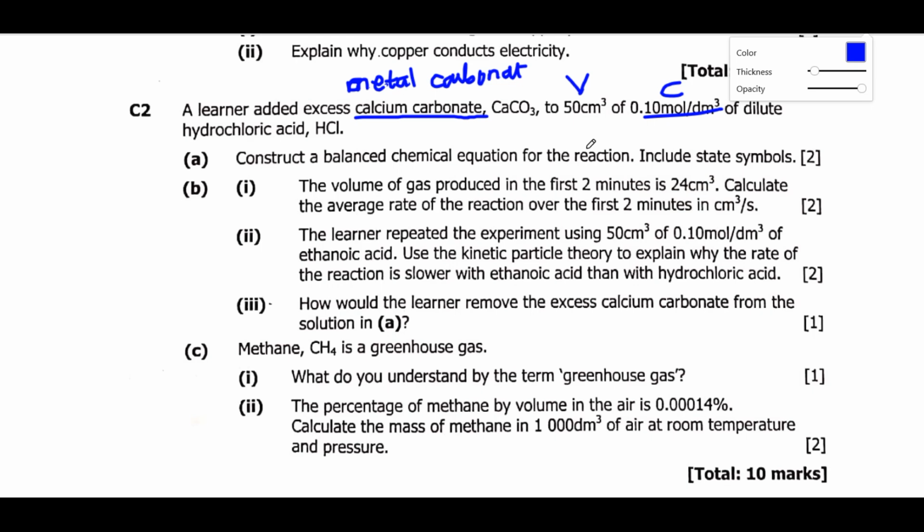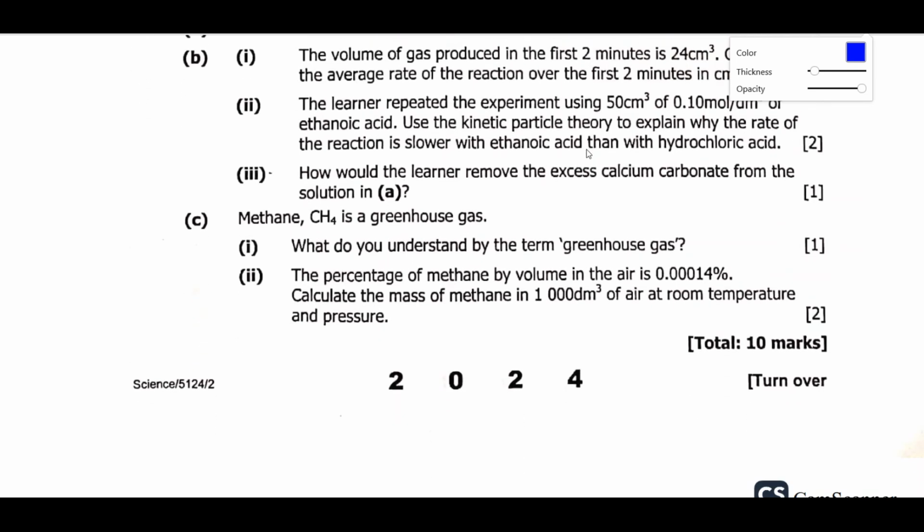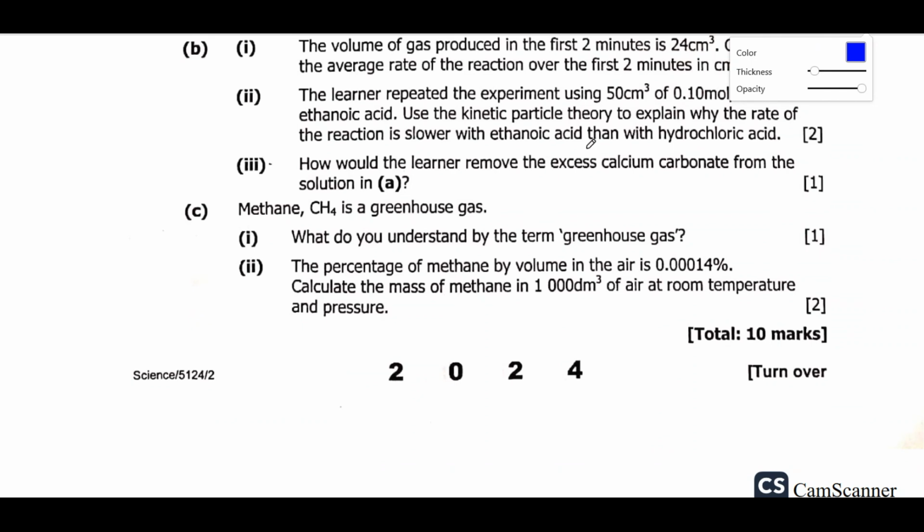So you need to remember from the properties of acids, what are the products that we should expect whenever an acid reacts with a metal carbonate. So that is a part that is also very important. So if you look at the first question, we need to construct a balanced chemical equation for the reaction, including state symbols.